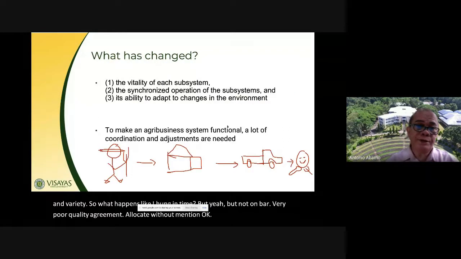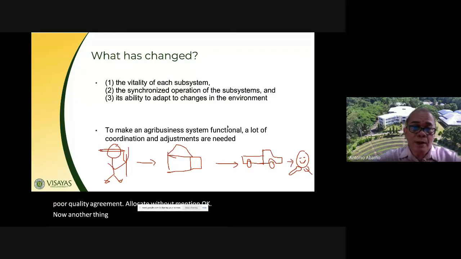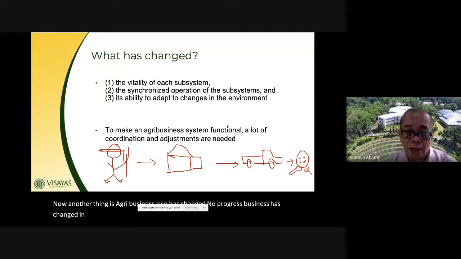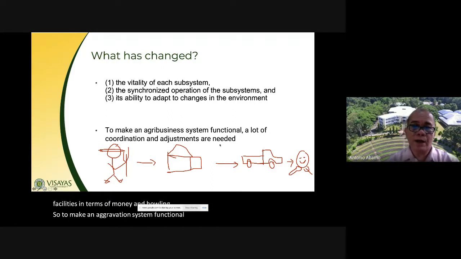Now another thing is, agribusiness also has changed. No? Agribusiness has changed in terms of functional area. Well, sa una, manual. Karon, anay, ano, storage. Napoy, facilities in terms of kananiang howling. No? So to make an agribusiness system functional, a lot of coordination and adjustments are needed.